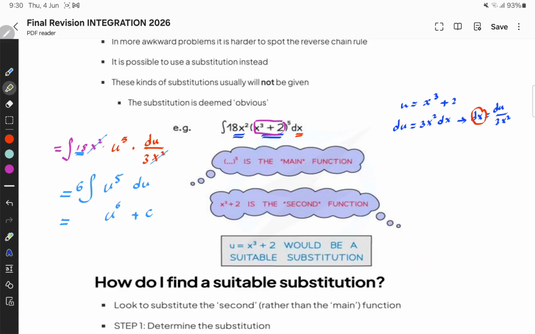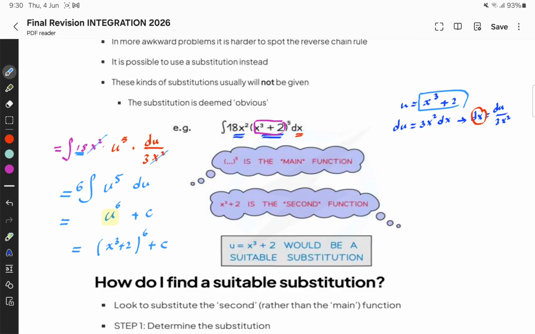But my question is in terms of u or x? No, in x. So we will substitute u again. So what is the value of u? I got it from here: x cubed plus 2. So, mister, what's the meaning of substitution? Substitution means I will change the question from a complicated variable to another easier variable.